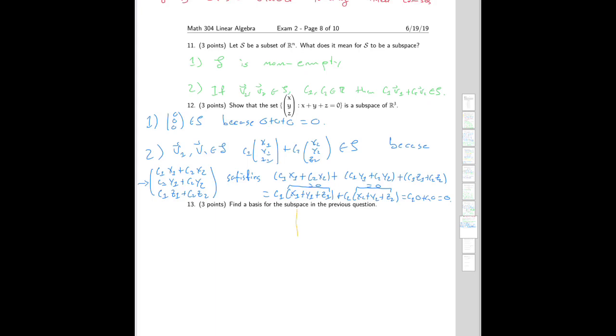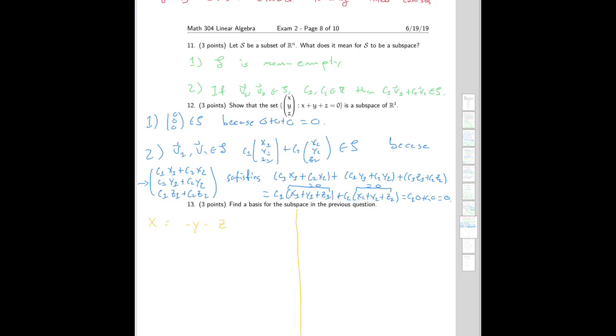Okay, so I'm going to do this basically 2 ways. Hopefully I have enough room. Obviously on the test, you only have to do it 1 way. Okay, so if you look at the equation x plus y plus z is equal to 0, what this tells us is that x is equal to minus y minus z.